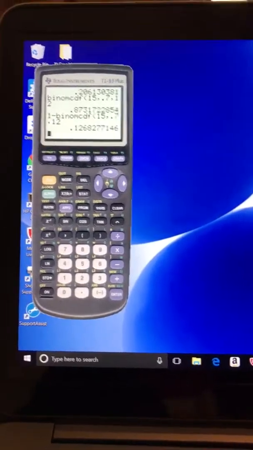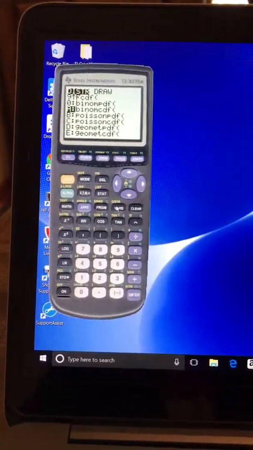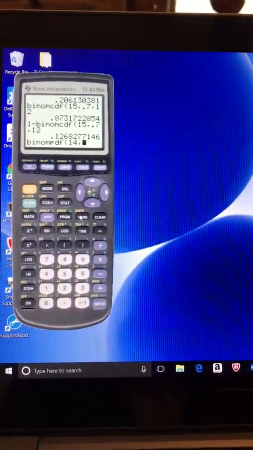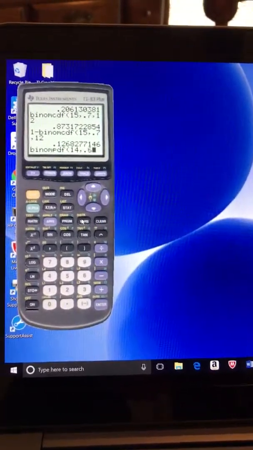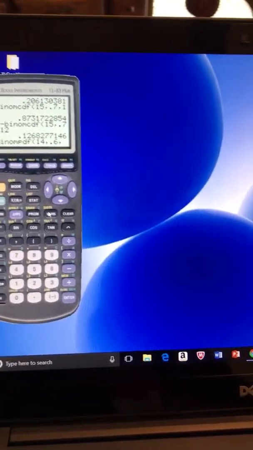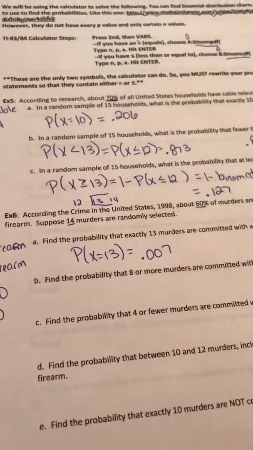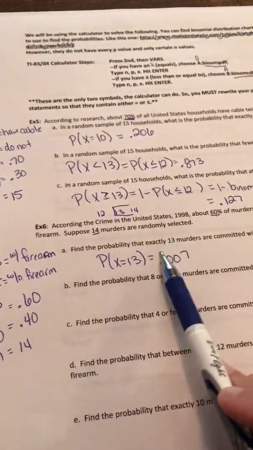If we do equal to, that's binom PDF. Type in n, which is 14, comma p, which is 0.6, comma x, which we're doing 13, and we get 0.007. So binom PDF, because it was an equal to, and do n, comma p, comma x.